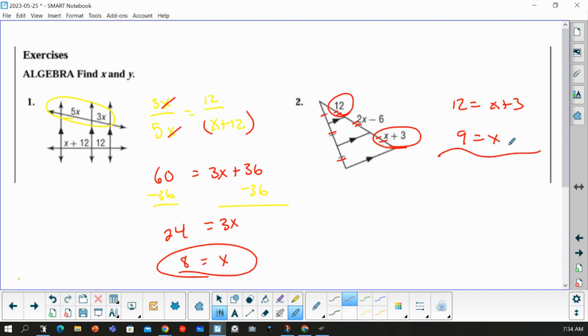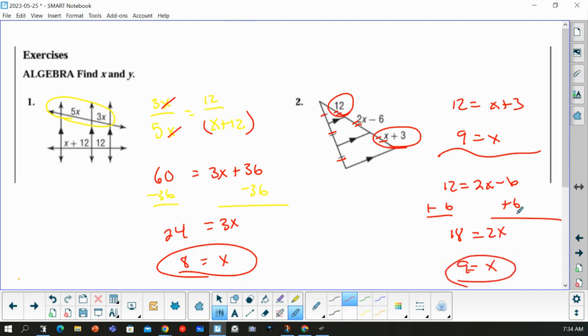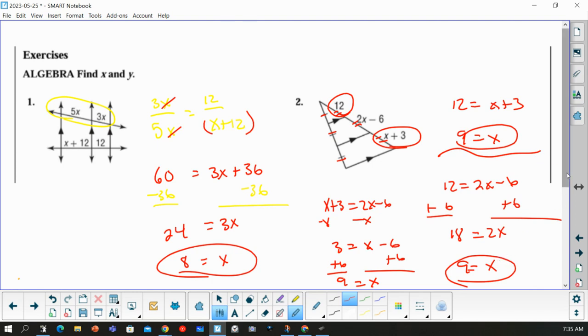And we go, well, what if I didn't pick that one? Well, let's try it. 12 equals 2x minus 6. Add 6 to both sides. 12 plus 6 is 18. 2x, divide both sides by 2. Hey, I got the same answer. What if I would have done these two? Let's see. Subtract x from both sides. Add 6. What do you know? 9. We've gotten the same thing any way that you would have done this problem.